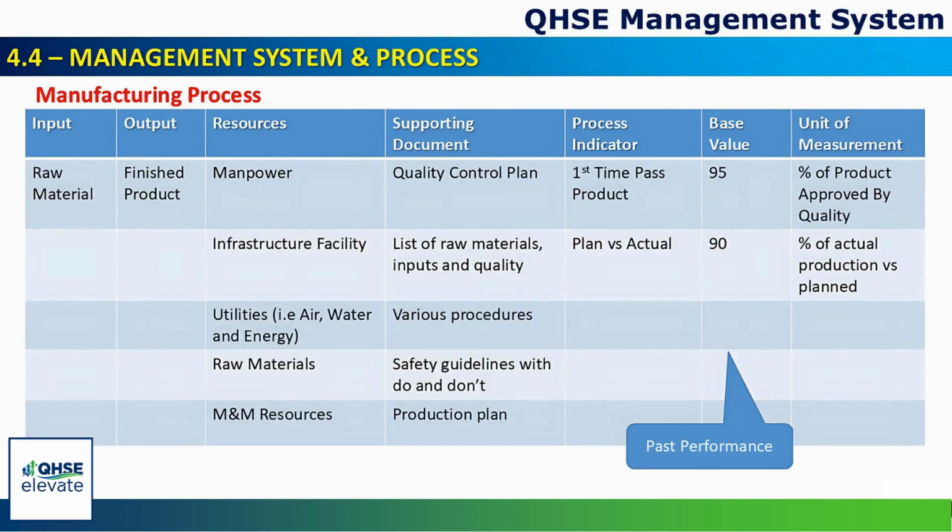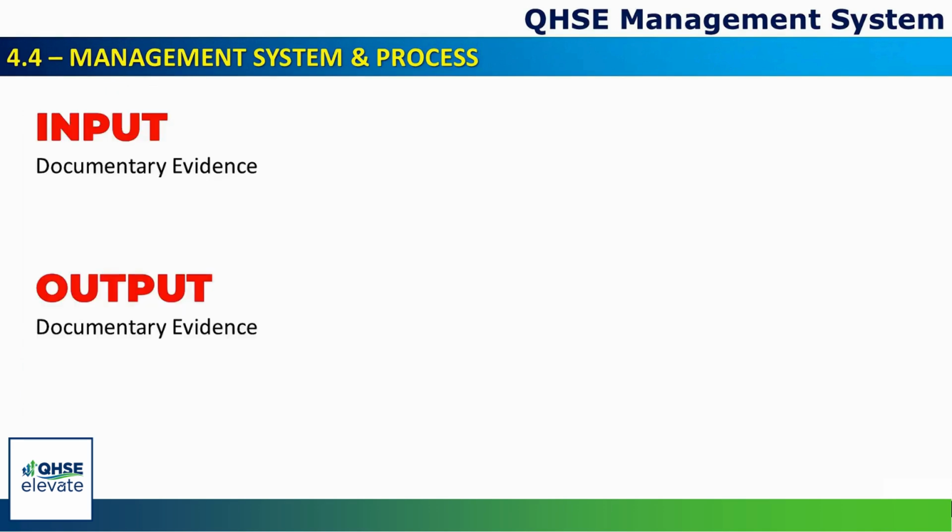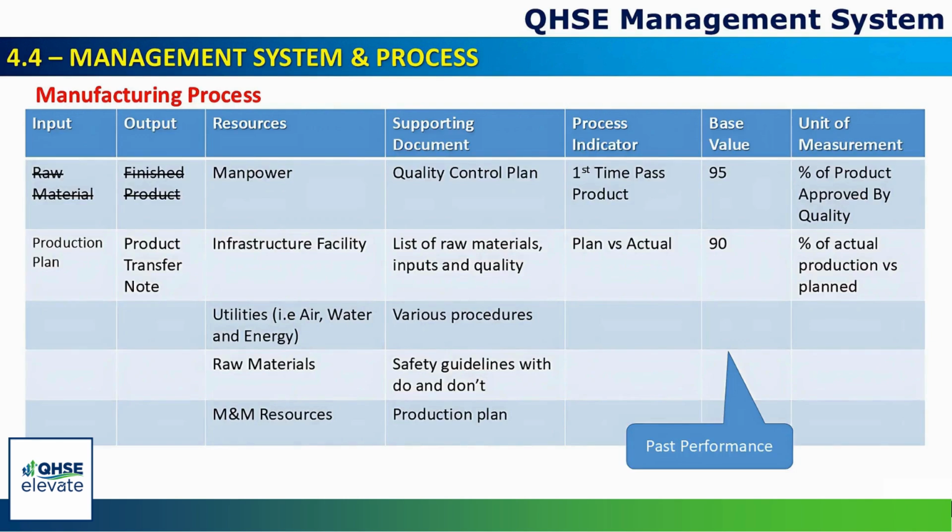This is another example of understanding process mapping. The name of the function is production, and the name of the process is manufacturing. In the manufacturing process, the input is raw material, and the output is finished goods. But raw material is a physical input, and finished goods are a physical output. The management system requires input and output as documentary evidence. In the manufacturing process, the input is the production plan, and the output is the production log that records the data.